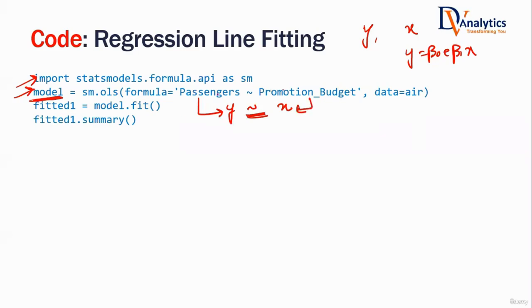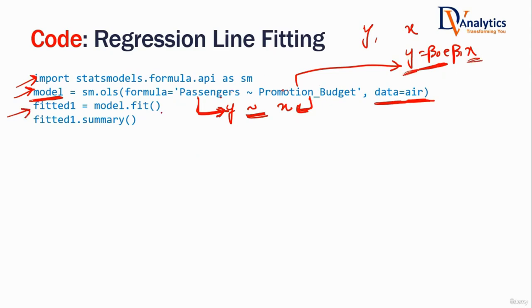And where can I find these two variables? Are there two arrays lying outside, or are they part of a data set? These two variables are in a data frame called here. So you mention that data frame. So go to this data frame. Passengers is my y variable. Promotional budget is my x variable. So at the end of this step, the skeleton equation will be formed in the backend. In the backend, Python will think that in the place of y, I have to take passengers data, and in the place of x, I have to take promotional budget data.